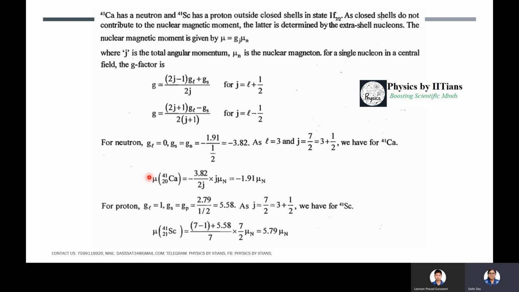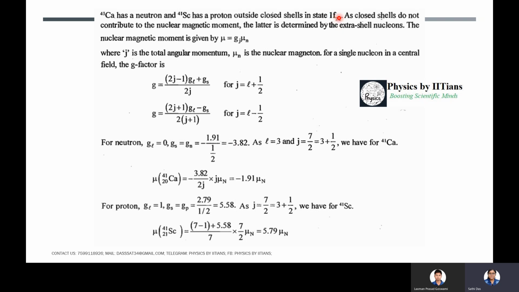So for neutron, Gl equals 0, Gs equals Gn. And for proton, Gl equals 1 and Gs equals Gp. These are the differences. So here Gs equals Gn, that is equal to minus 1.91 divided by 1 by 2. Here you just put the value of GL, put the value of GS, put the values of J, and you will get minus 3.82. Why have I given this formula?